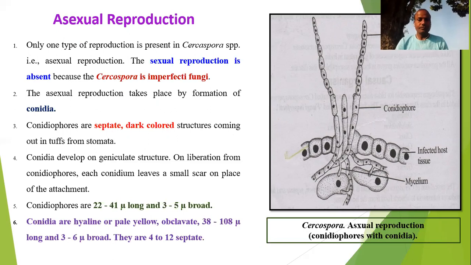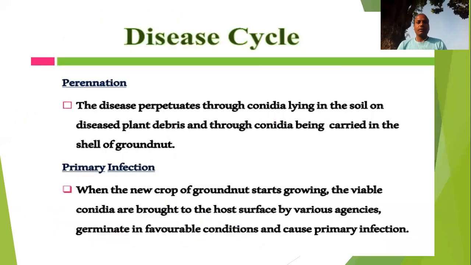Is it clear? Then about the disease cycle: how is the disease spread? First is penetration, second is primary infection. The disease perpetuates through conidia lying in the soil on diseased plant debris and through conidia being carried in the seed of groundnuts. Perennation is one type of penetration part. How does the disease actually take place? Actually, the disease is caused by soil-borne pathogens. What is a soil-borne pathogen?